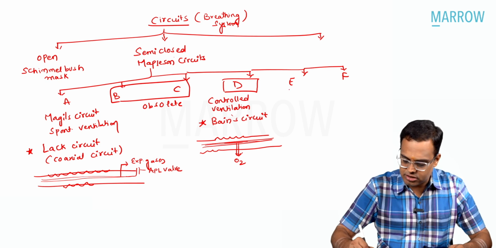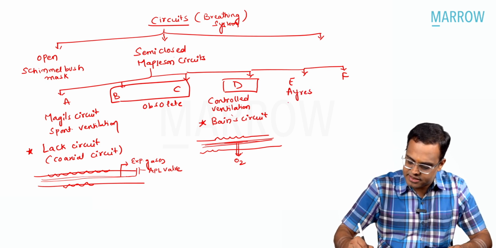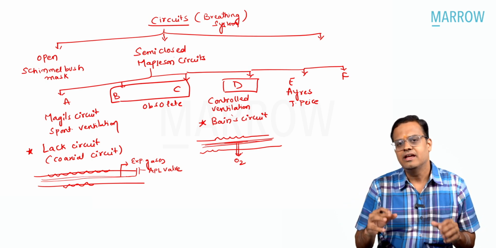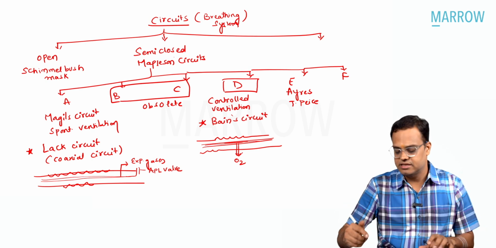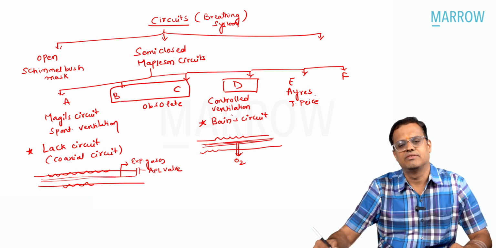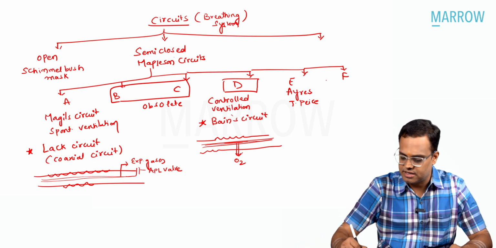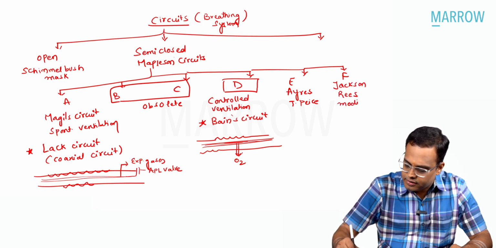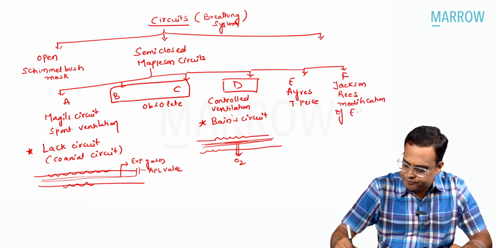E circuit is called Ayre's T-piece. And this is the basis for the construction of the ventilators. If you open up the ventilator, you can see this kind of circuit, where this is a T-piece. Again, the modification they have done in this T-piece is called F circuit, that is called Jackson-Rees modification of E circuit.